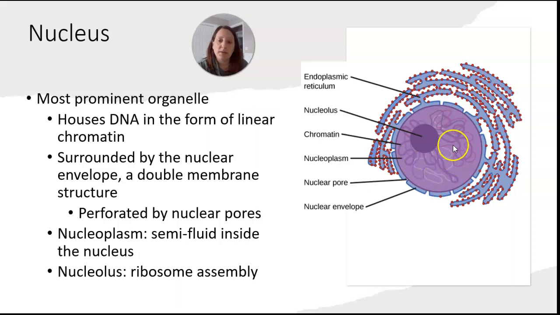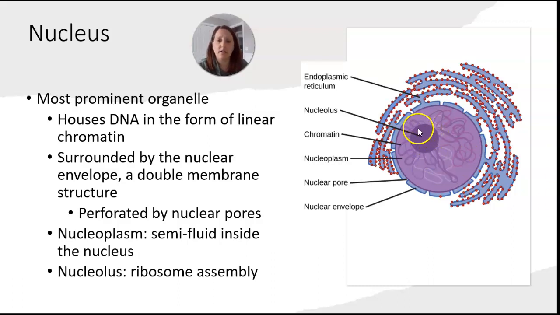Your DNA in this form is accessible. It can be read, and RNA could be made from it. And RNA can then go out into the cytoplasm and make proteins. And so your genes have to be accessible so that they can be expressed. So again, in a non-dividing cell, this is what your DNA will look like.